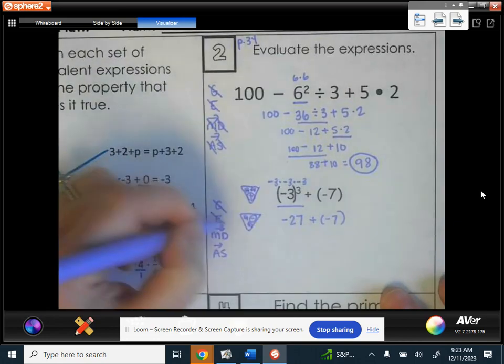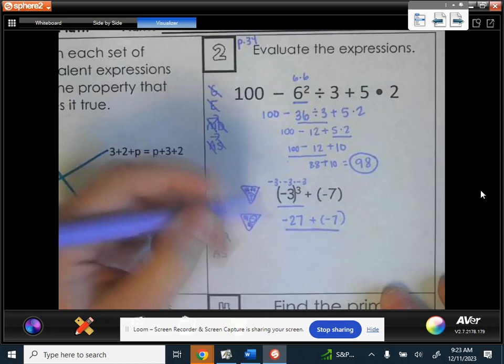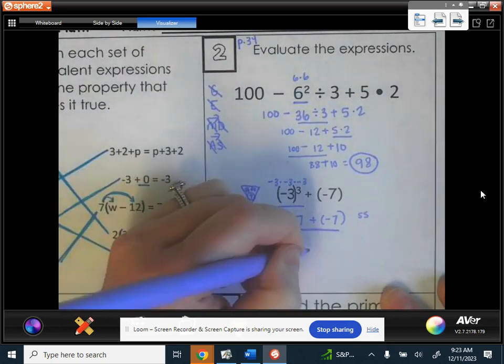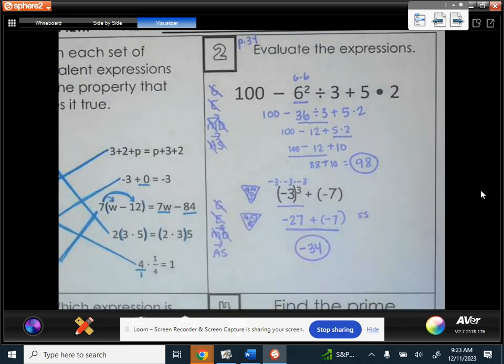And then we don't have any multiplication or division, but we can do this adding. And because this is same sign, we find the sum. So 27 plus 7 would be 34, and we keep the same sign. So that one would be -34.